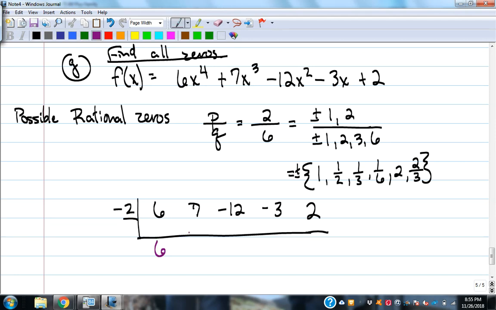Drop the 6 down, go to work. Notice I got a 0 in that. So if I make myself a little table over here, zeros: x equals -2. That's one of them. How many more should I find? I need to find 4 total, right? I've got one of them. I've got 3 to go.